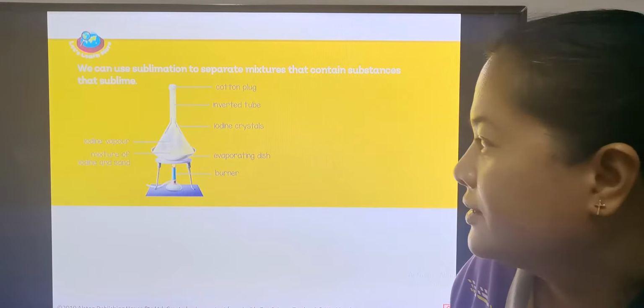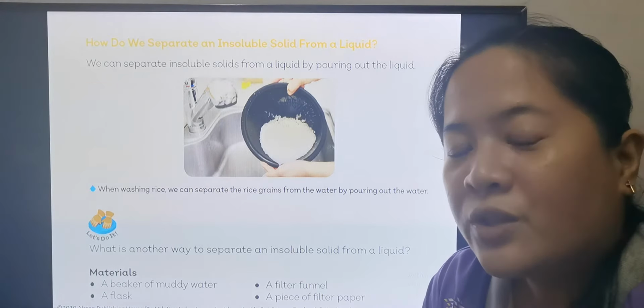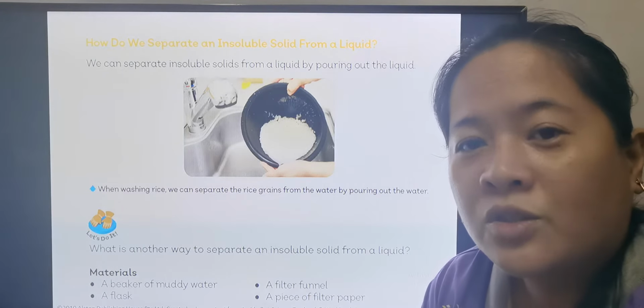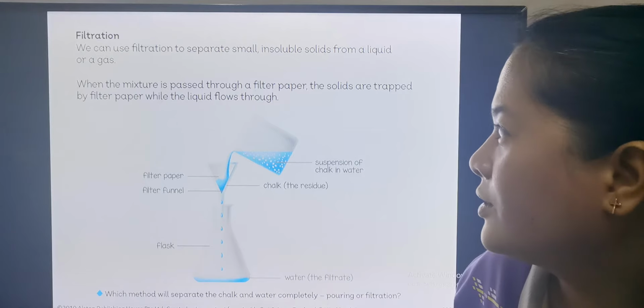We're just going to include this part. How do we separate insoluble solids from liquid and soluble solids from liquid? This one is decantation, when you pour out the liquid. And then we also do filtration. In filtration, you have to be familiar with residue and filtrate.